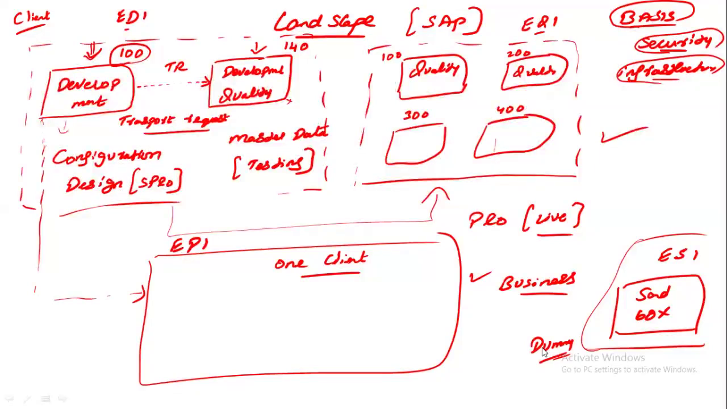And one more thing, if anything is not working in the quality system, you are not going to change anything in the quality system. You are going to come back to the development system, do the changes in the development system, and move the TR to the quality system for the changes. Okay. So in quality, it's only for testing purposes. No amendments can be done. No.